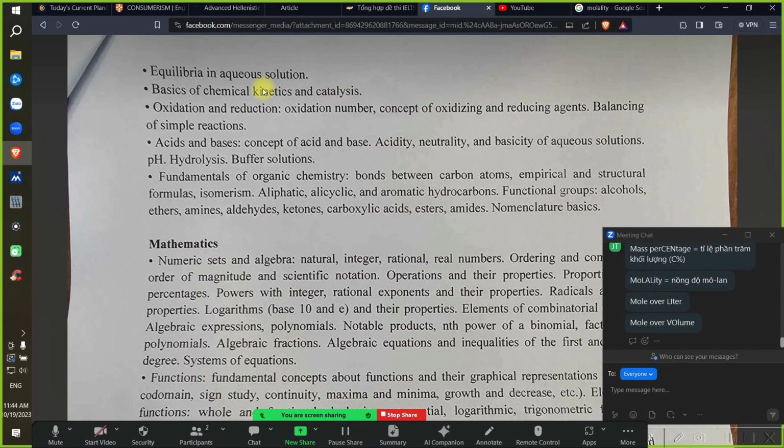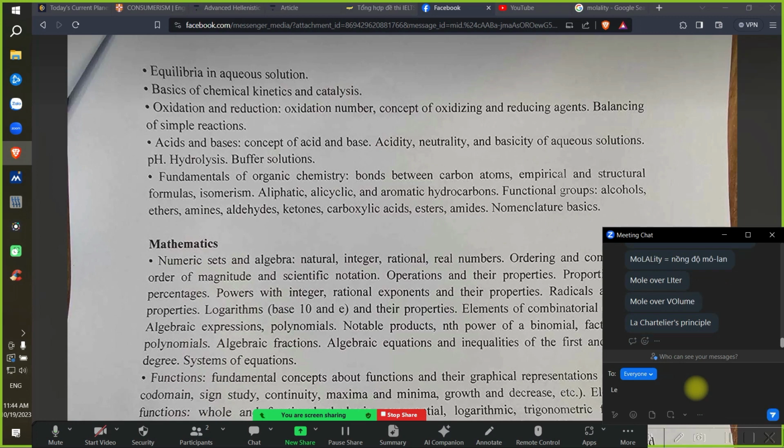So when talking about equilibria in aqueous solution, you need to mention the Le Chatelier principle. You know, these French names. Bất kỳ cái gì xảy ra đối với cái hệ đó thì cái system đó sẽ tìm cách đảo ngược lại cái sự thay đổi đó. Dạ, nó sẽ chống lại sự thay đổi đó bằng cách làm ngược lại. So everything happening to the system will try to counteract the changes by going in the opposite direction.